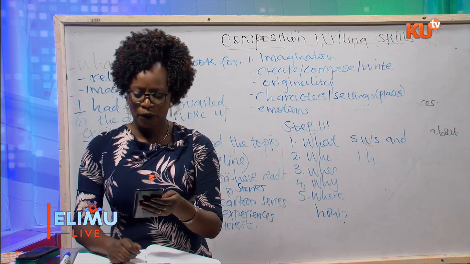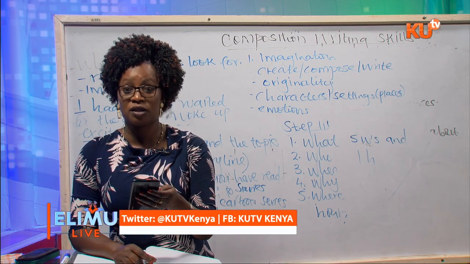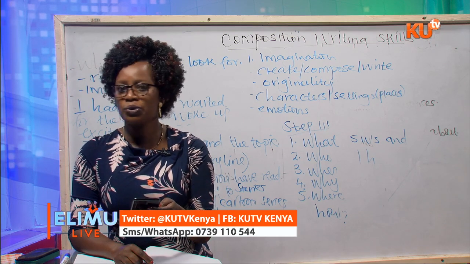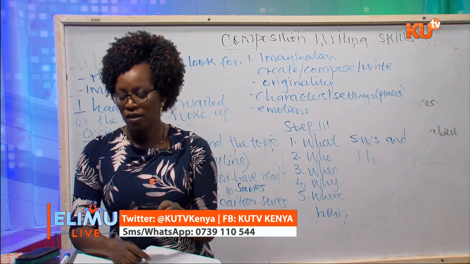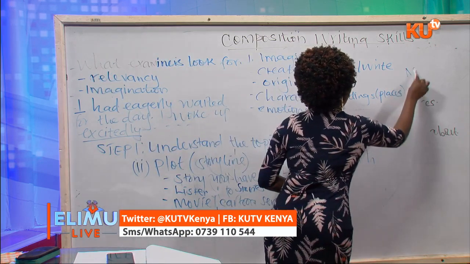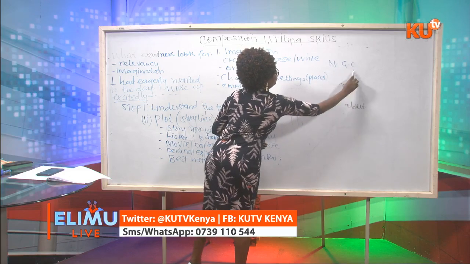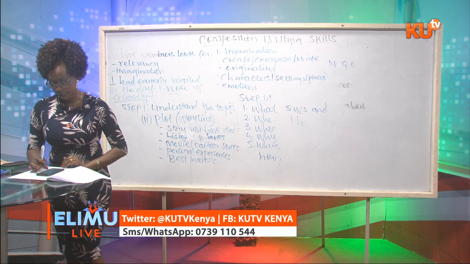Teacher, is it prohibited to use abbreviations in composition? This is Hope. Do not use abbreviations. If you are writing NGO, just write it as it is, non-governmental organization.